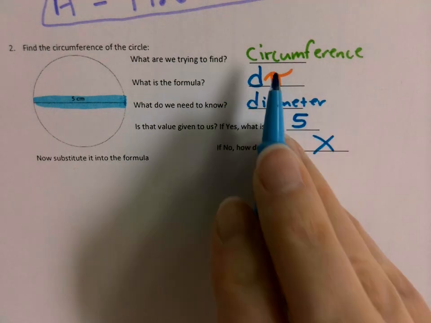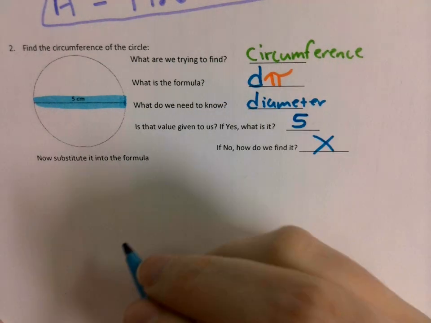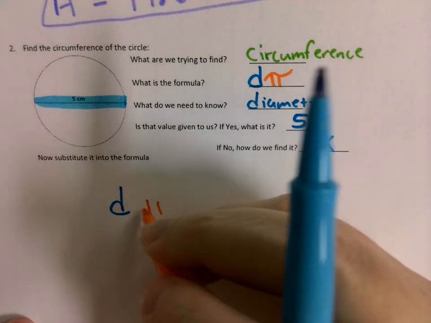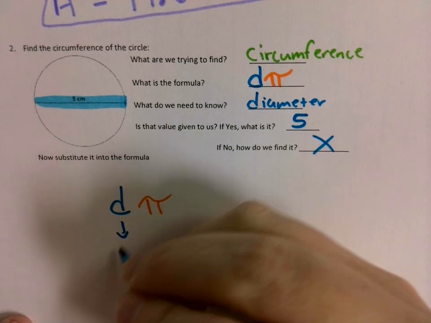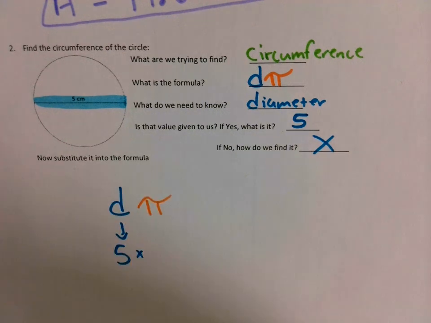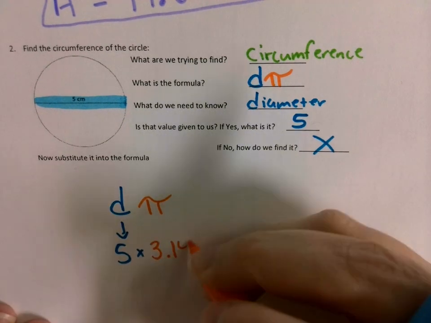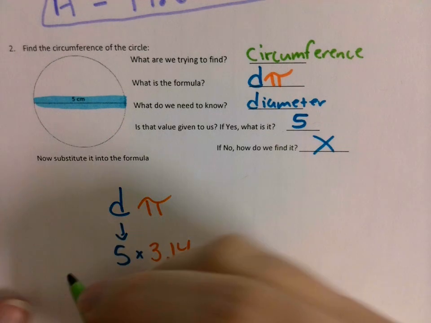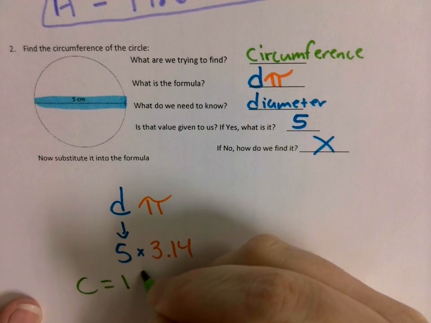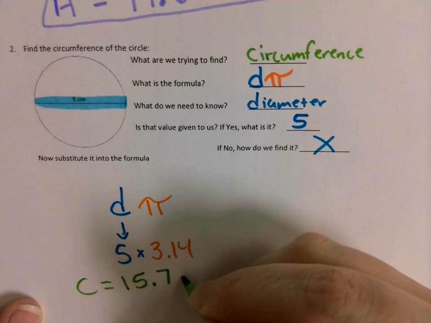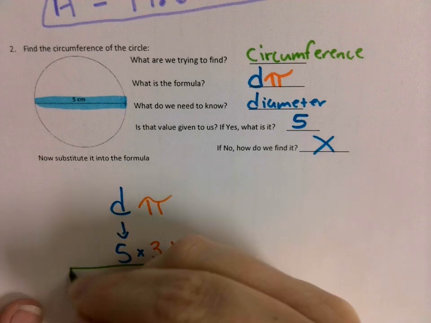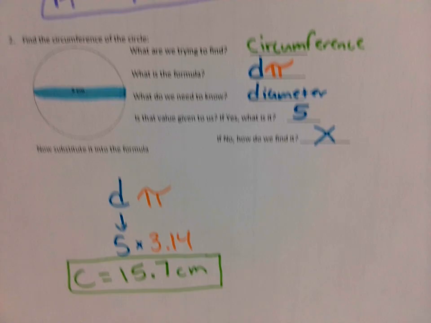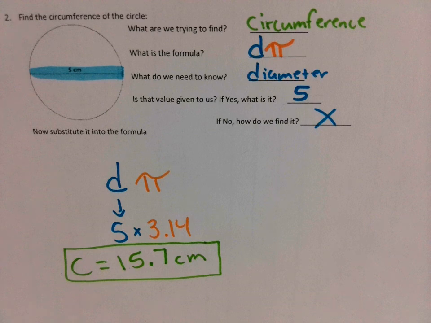So instead of diameter times pi, we're going to put in 5 times 3.14. And 5 times 3.14 is going to give us 15.7. So it's 15.7 centimeters for the circumference. That is for problem number 2. Let's take a look now at problem number 3. I'll leave this up for about 10 more seconds. You should have been doing this on your own too.